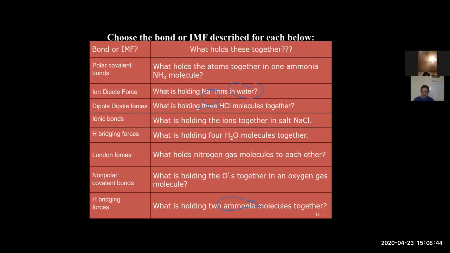Okay, so that's basically how we attack these type of problems. You got to read the question carefully, determine whether you're talking about the atom itself or the interactions with other atoms. Then from there, determine whether it's polar or nonpolar, which then tells you what IMF interaction, if you're dealing with IMF interactions. Okay.